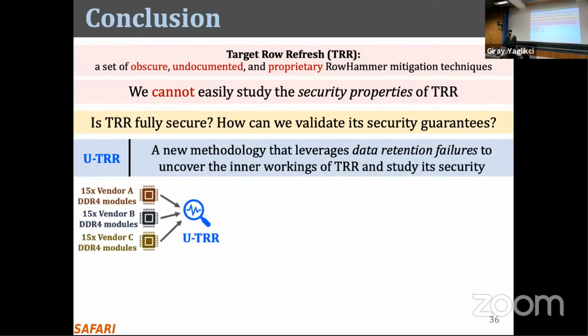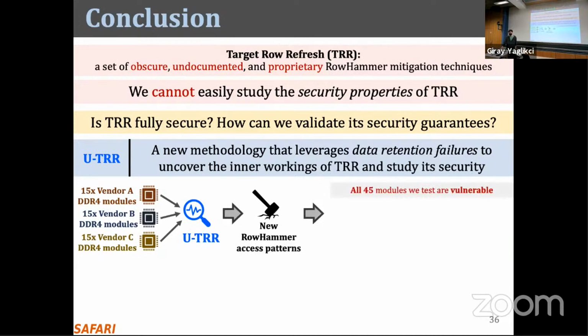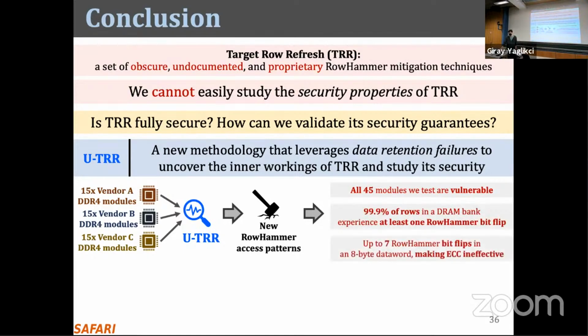Using U-TRR, we analyze 15 DDR4 DRAM modules from each of the 3 DRAM vendors. And through these analyses, we make observations that help us craft new RowHammer access patterns that cause bit flips in all the modules that we have tested. And many of these modules we find to have bit flips in almost all of their rows. And we also find that our access patterns can cause up to 7 RowHammer bit flips in a single data word that makes ECC ineffective.